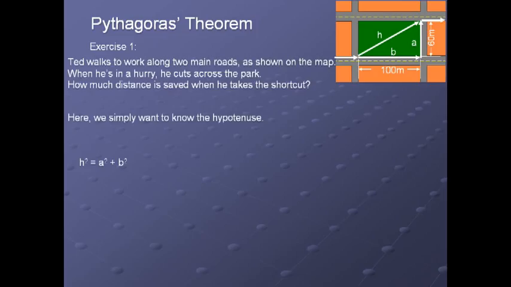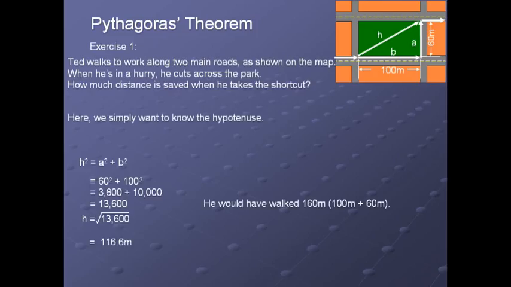h squared equals a squared plus b squared equals 60 squared plus 100 squared equals 3,600 plus 10,000 equals 13,600. So h equals the square root of 13,600, or 116.6 metres. He would have walked 160 metres. The shortcut saved 43.4 metres.